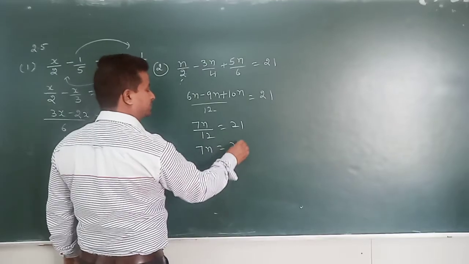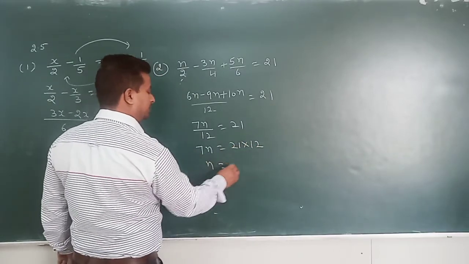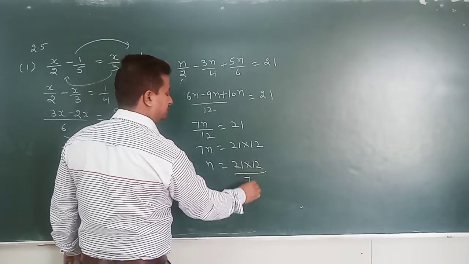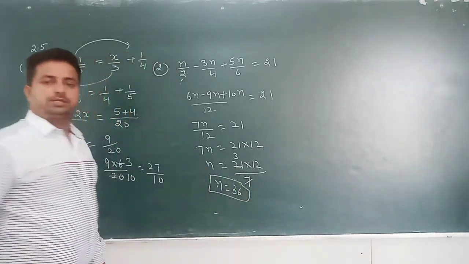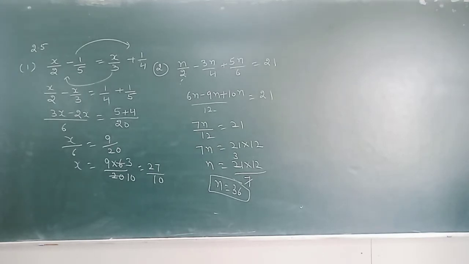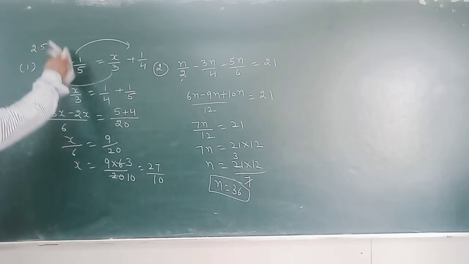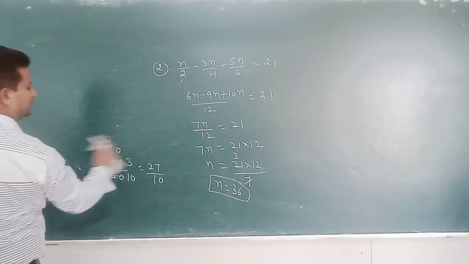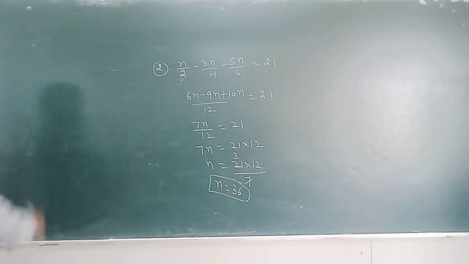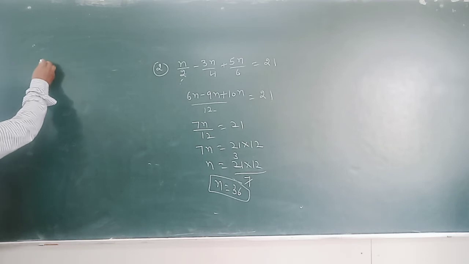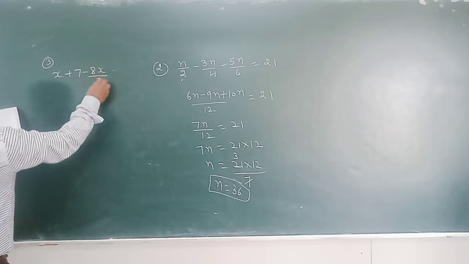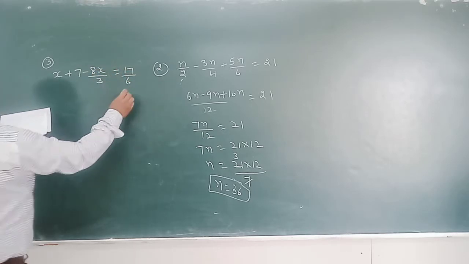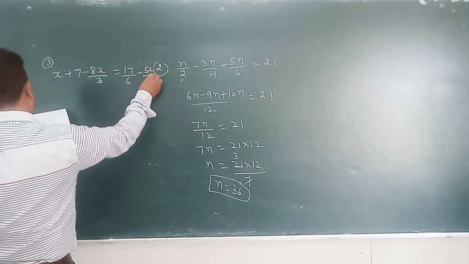So 7n is 21 into 12. Then n is 21 into 12 divided by 7. 7 3 is 21, so n is 36. This is the answer. It's very simple. We can solve the questions using the transposing method. This means transpose the terms involving x on the left hand side and involving constants on the right hand side. In question number 3, x plus 7 minus 8x upon 3 equals 17 by 6 minus 5x upon 2.